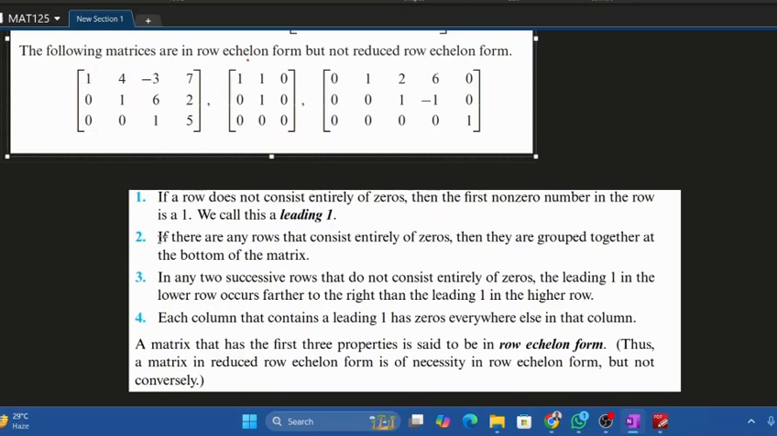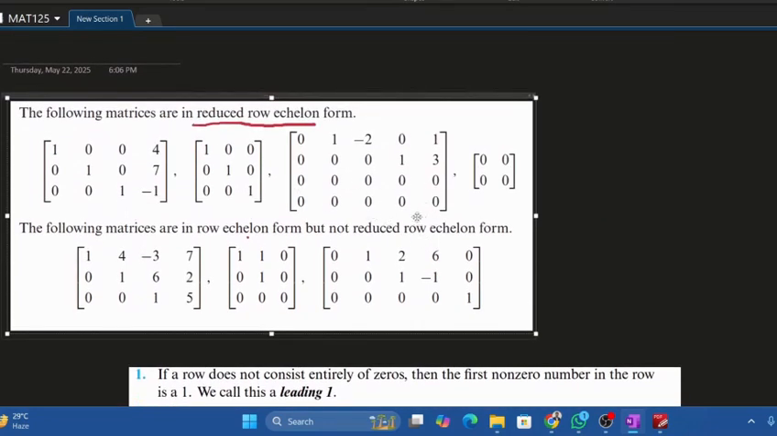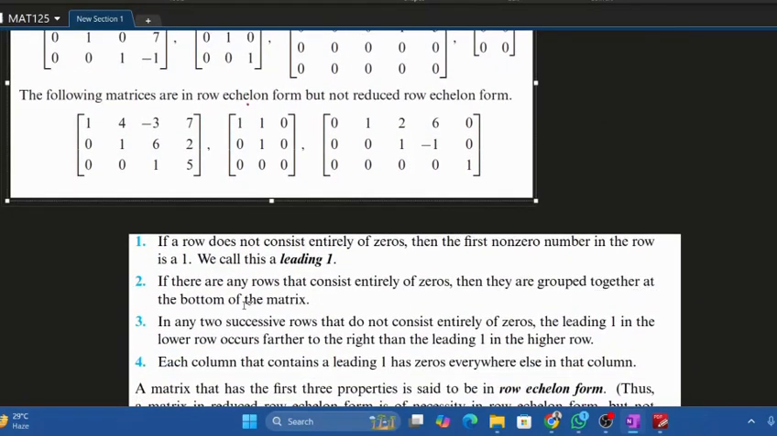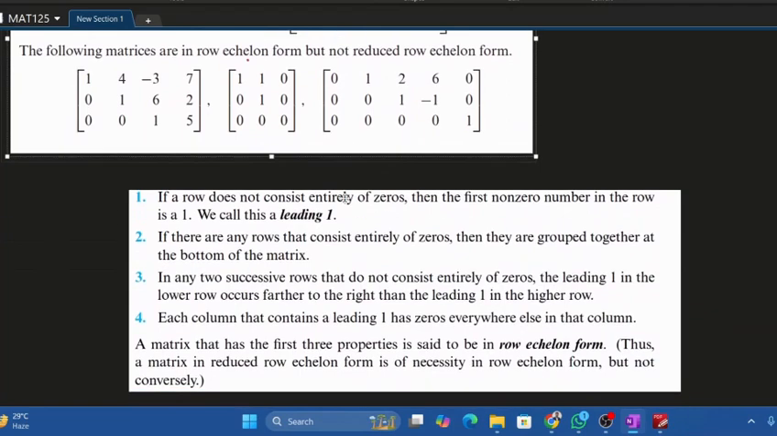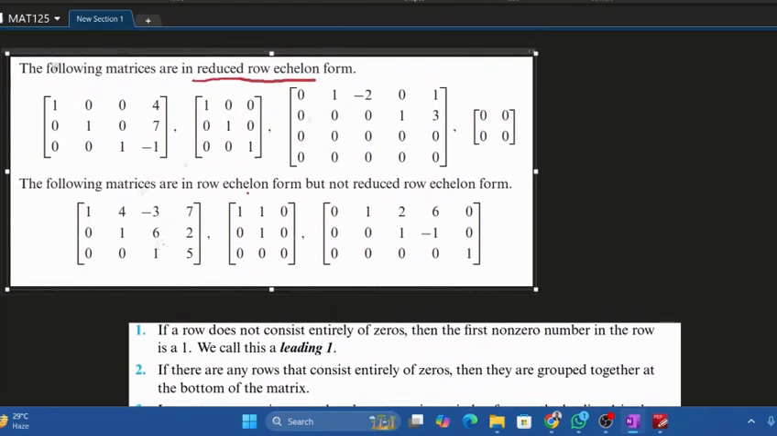Second, if there are any rows that consist entirely of zeros, like these, then we have to group them together at the bottom of the matrix, in a row echelon form or a reduced row echelon form.